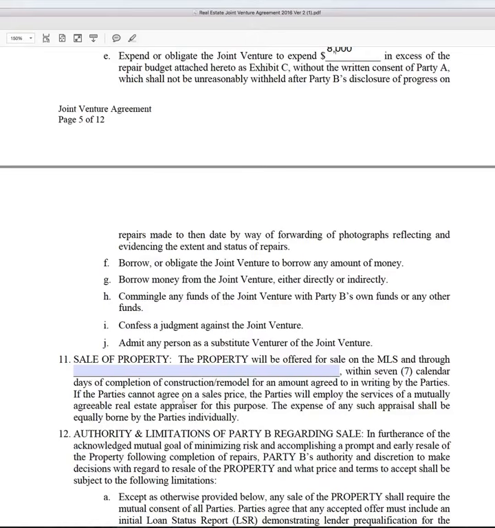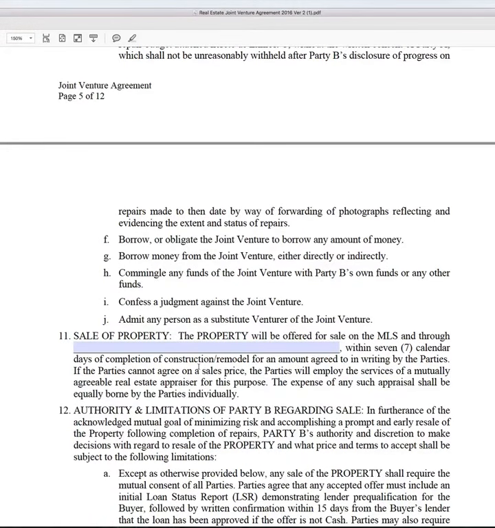Now, sale of the property. I think you should discuss this whenever you're into a joint venture, how the property is going to be sold, who's going to sell it. So if you're going to offer it for sale in the MLS and through a certain realtor, then you'd want to put that information in here.